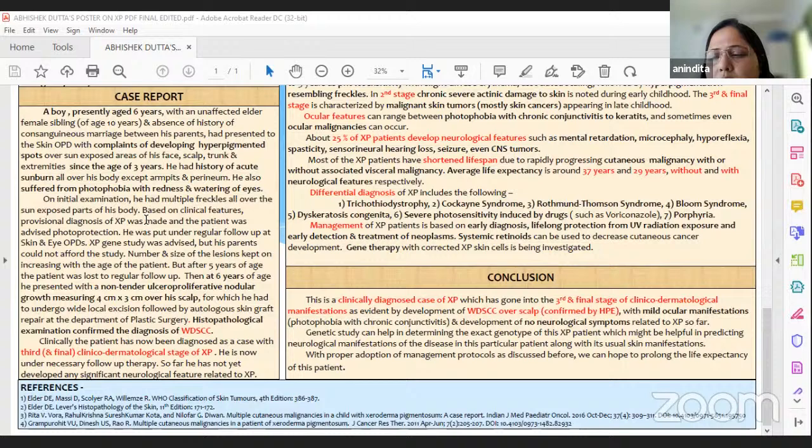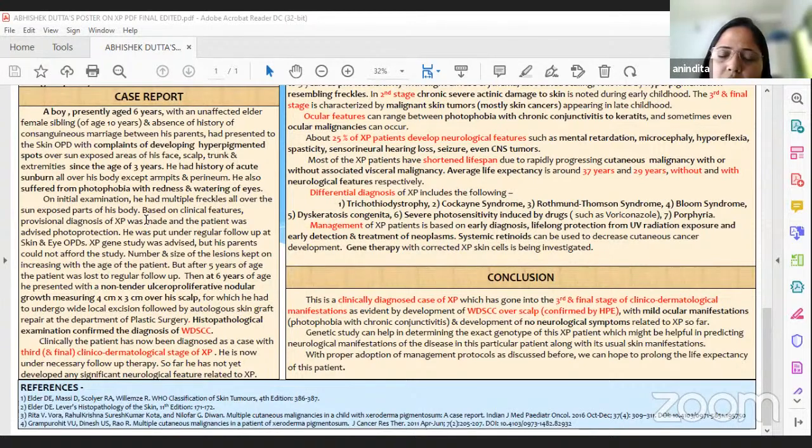What is the importance of this XPV? XPV, ma'am, this is a variant. There, the nucleotide excision repair is all right. The nucleotide excision repair is done properly, but there is a problem in the DNA polymerase. There is a special type of DNA polymerase which is called polymerase eta, which is mutated. As a result, there is a problem in DNA polymerization during replication of the damaged DNA. As a result, the disease manifestation occurs, ma'am.